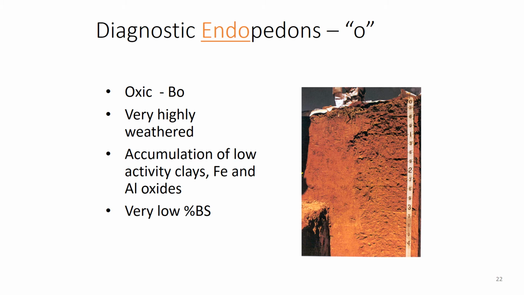Endopedons with oxic horizons have very highly weathered accumulations of low activity clays, lots of iron and aluminum oxides, and very low base saturation. These are going to be associated with oxisols.